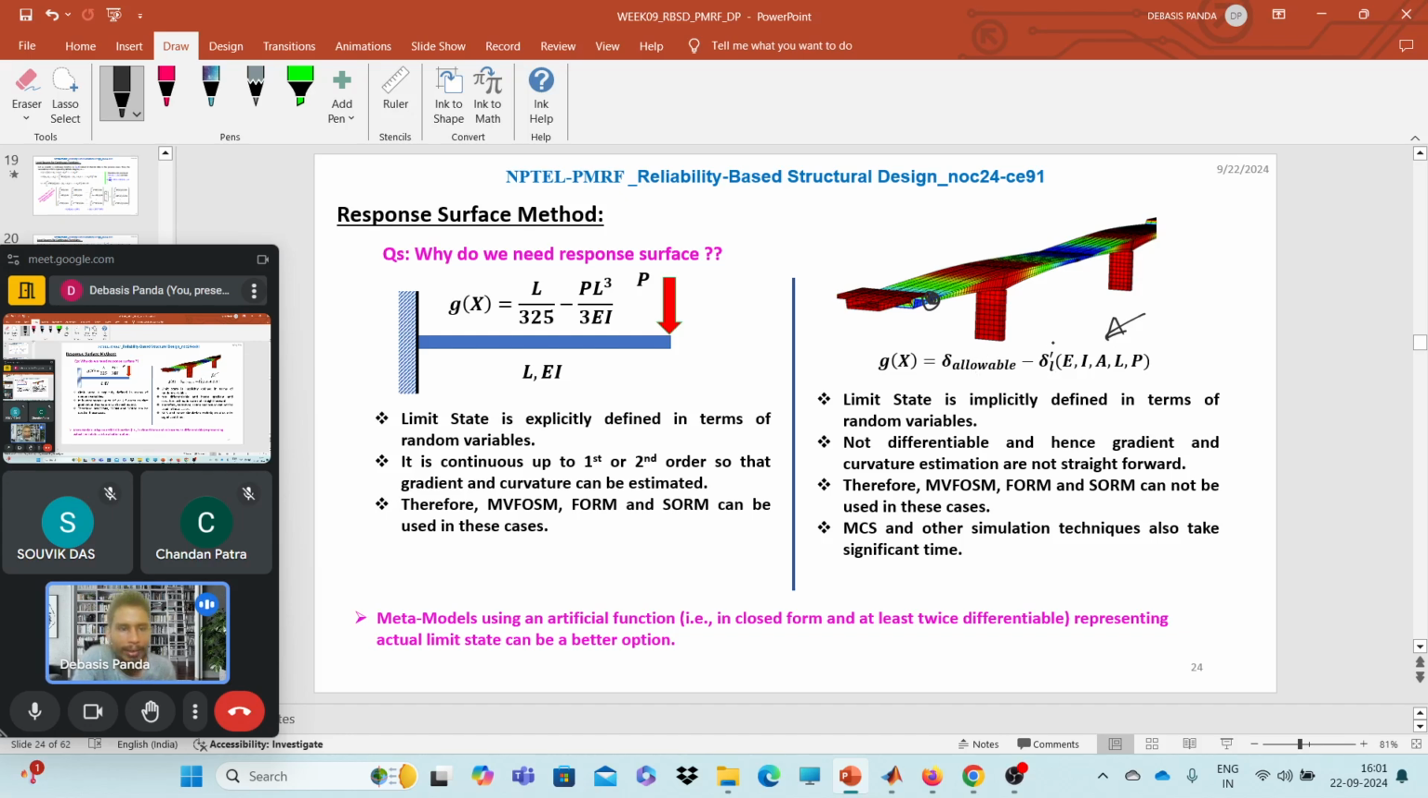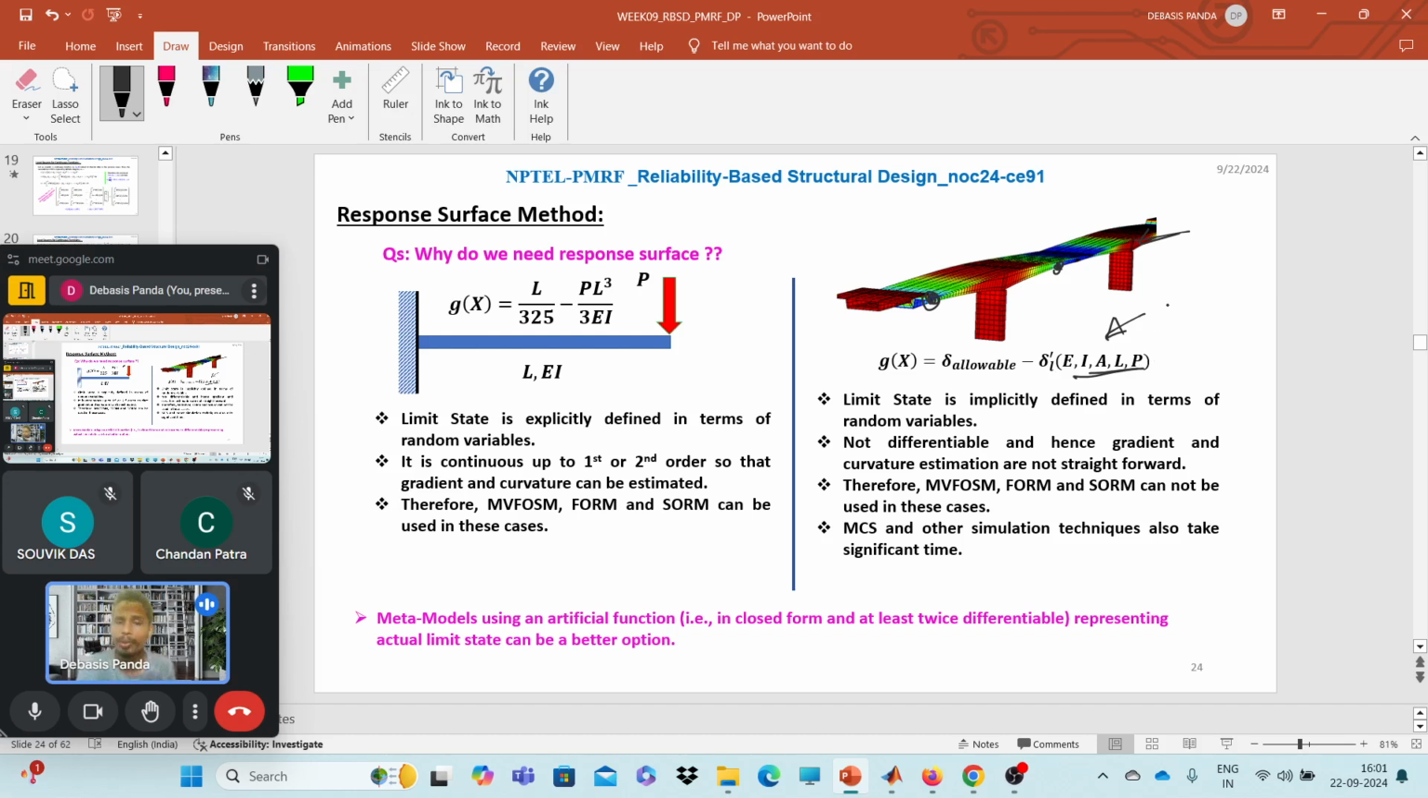And this del L star means the actual deflection somewhere. If you wish to find out the deflection here or here, anywhere you want, you can find out that deflection from the code. Like if you model it using ANSYS, you can find out what will be the deflection of this node, first, if all these values are deterministic.